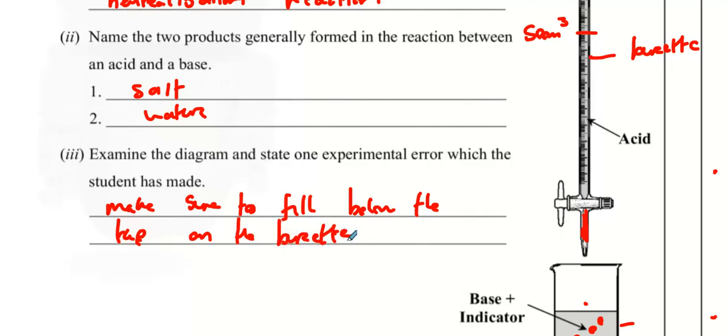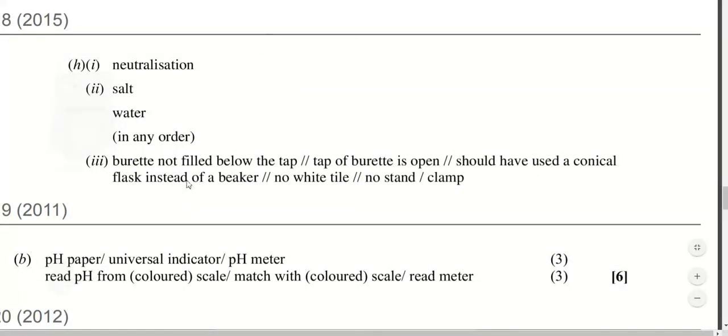Okay, and we're all good. Let's see, so burette not filled below the tap. Top of burette is open. Should have used a conical flask instead of a beaker. No white tile, no stand, no clamp. So just the burette one's the best one there. Okay, so let's continue to move on.